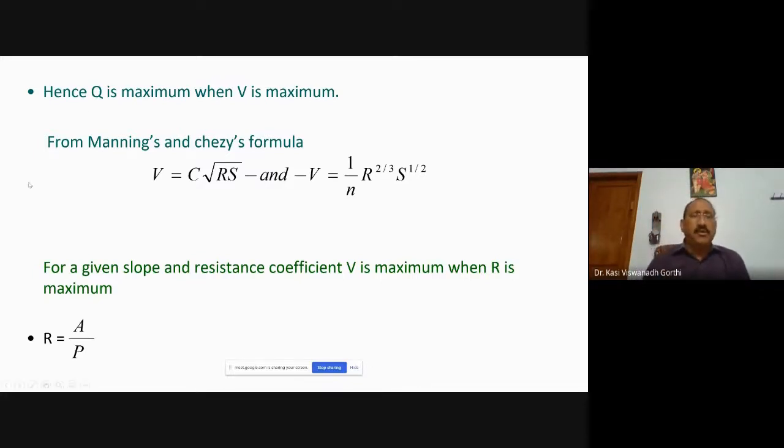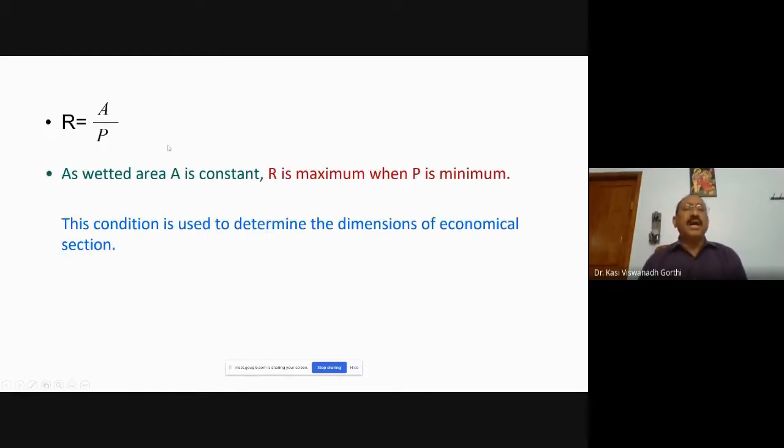Okay, so come to this point. R must be maximum. What is R? By definition, R is the hydraulic radius, A by P. R is equal to A by P. As the wetted area A is once again constant, R depends on P. R is inversely proportional to P. That means if P is minimum, R becomes maximum. So R is maximum when P is minimum. This condition is used to determine the dimensions of the most economical channel sections.